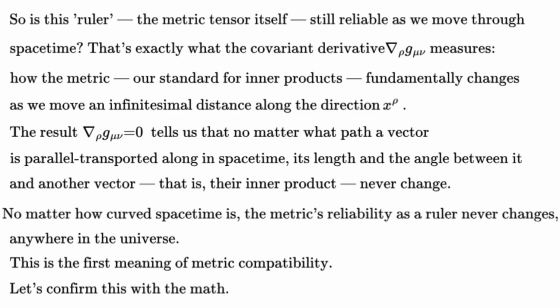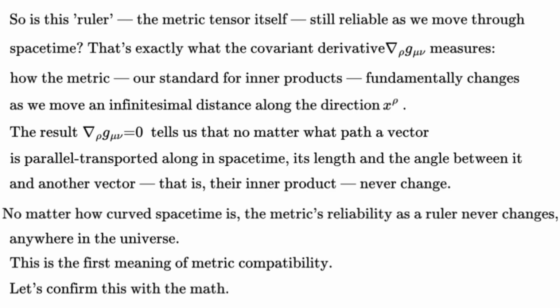So is this ruler, the metric tensor itself, still reliable as we move through spacetime? That's exactly what the covariant derivative nabla rho g mu nu measures. How the metric, our standard for inner products, fundamentally changes as we move an infinitesimal distance along the direction x rho.